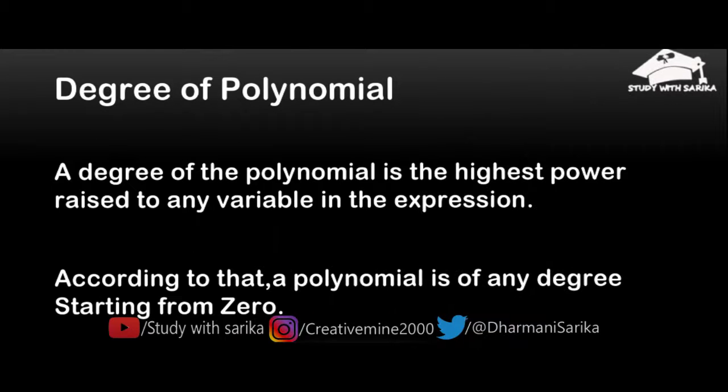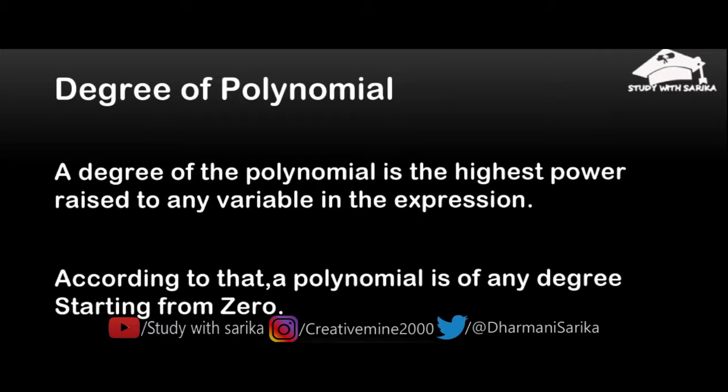So the degree of polynomial is the highest power raised to any variable in the expression, which means, like I have taken in the previous slide 3 examples of the polynomial. So when you see that in every polynomial there are different variables in terms of their power. Like in the first one we have 1 power 1, in the second one there was power 2 and 1, in the third one there was only power 3. So there will be many powers associated with variables, but the degree will only be the highest power, means the power which is the highest in that expression.